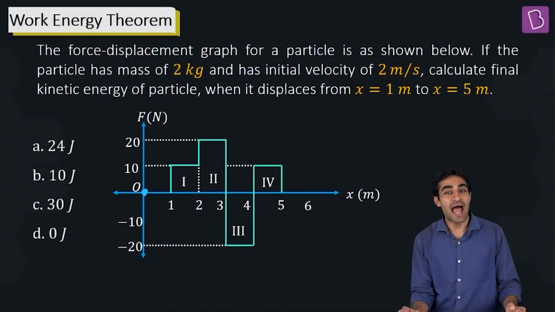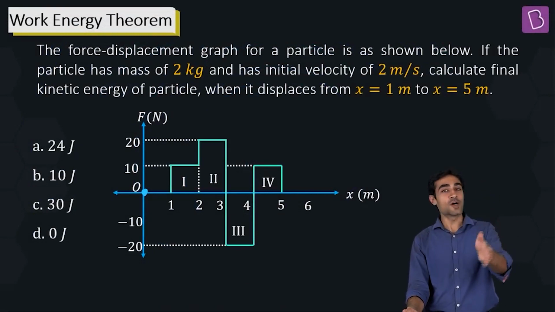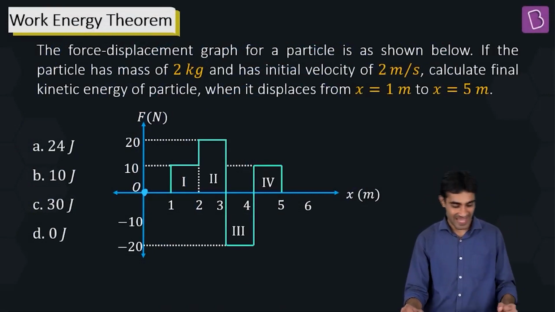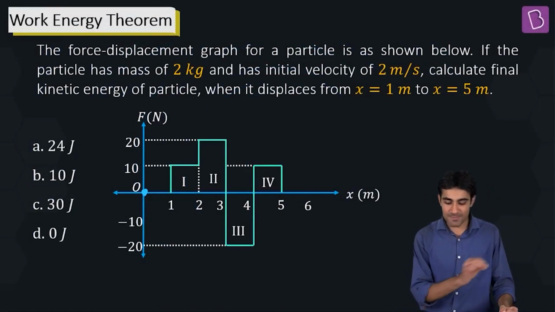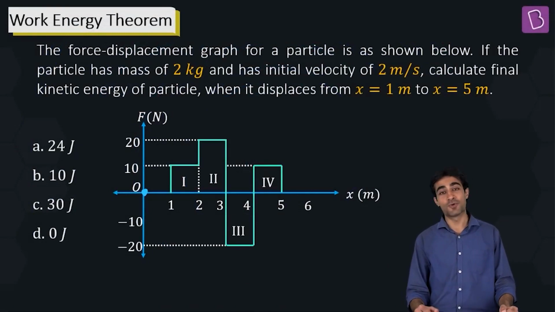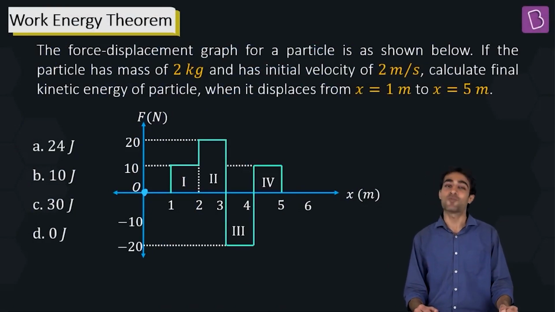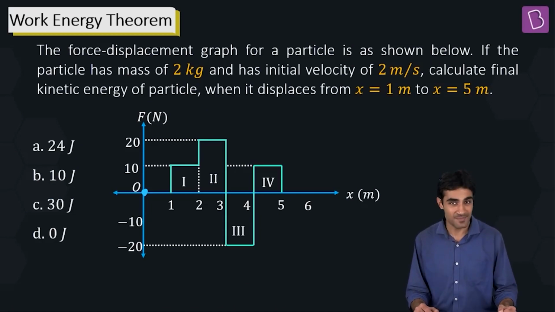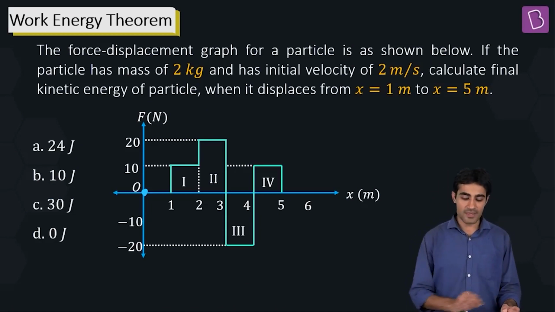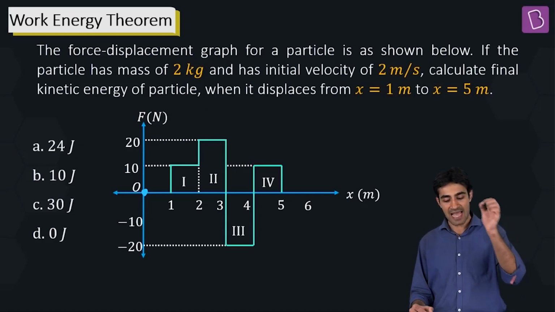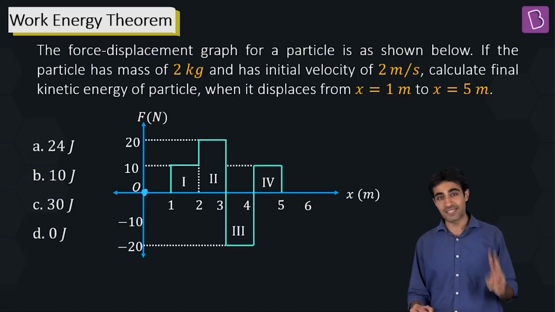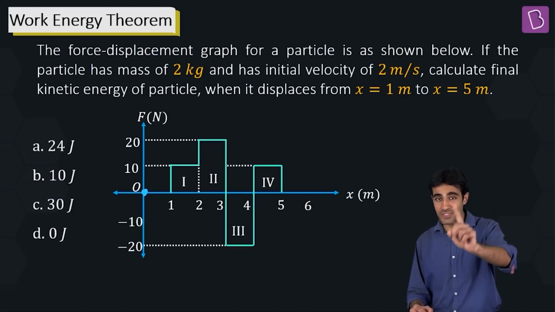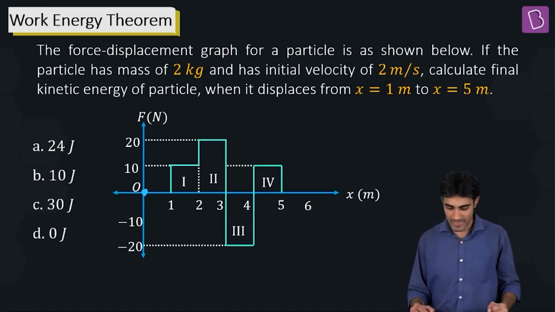Let's have a look at this awesome question on work energy theorem. The force displacement graph of a particle is shown below. Yes, we can see how the force is changing with displacement. If the particle has mass 2 kg and has initial velocity of 2 meter per second, mass is given and the initial velocity is also given.